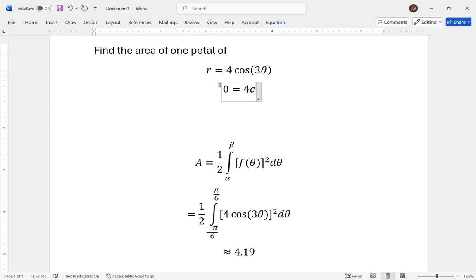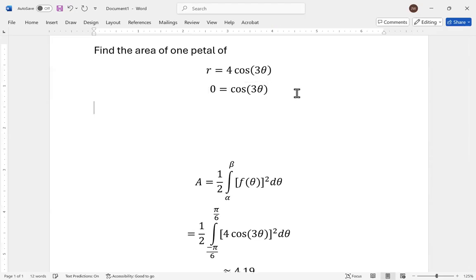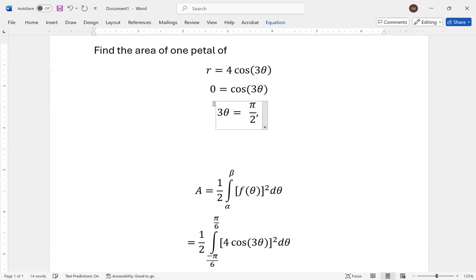So if you're trying to figure out values that work, and values that hit the origin, all you have to do is realize that when I hit the origin, r is 0. And so solving this equation, I would divide both sides by 4. And then say, when does cosine equal 0? Well, cosine equals 0 when the angle, which in this case is 3 theta, equals pi over 2.